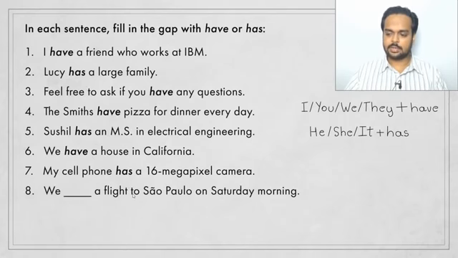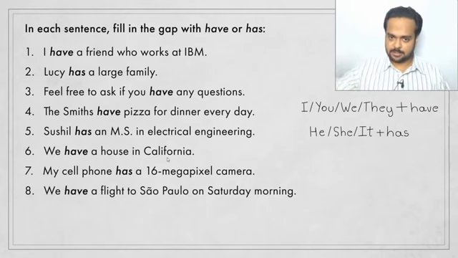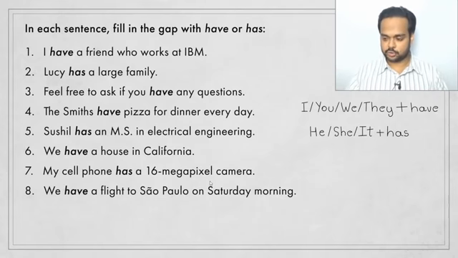Number 8, we a flight to Sao Paulo on Saturday morning. We have a flight to Sao Paulo. This sentence actually talks about a planned experience or an event or a trip in the future. Okay, we have a flight to Sao Paulo on Saturday morning. That is a time in the future.